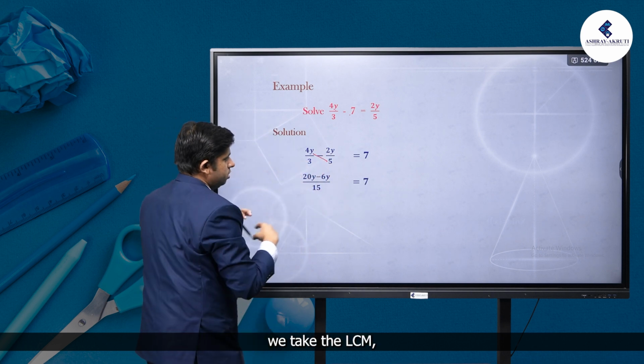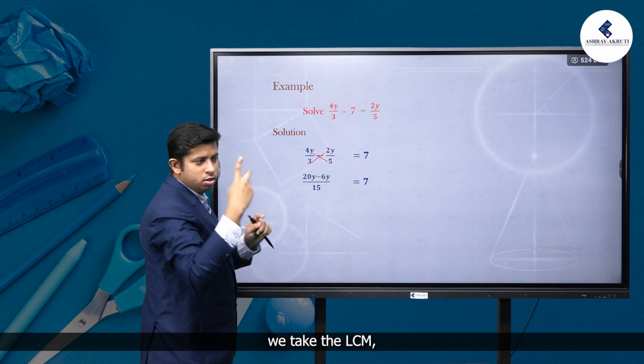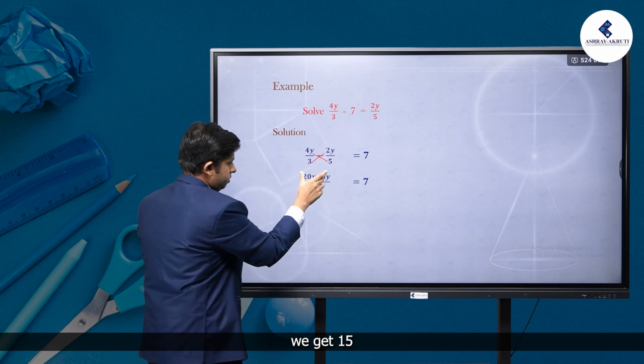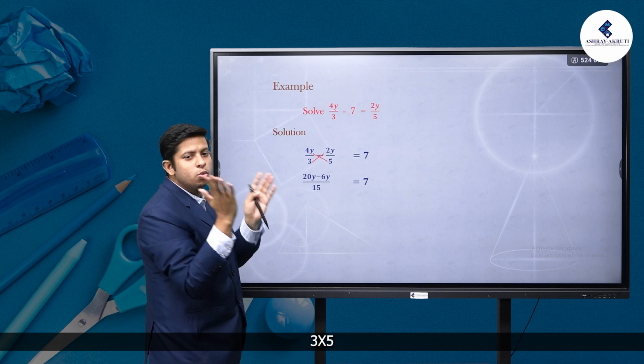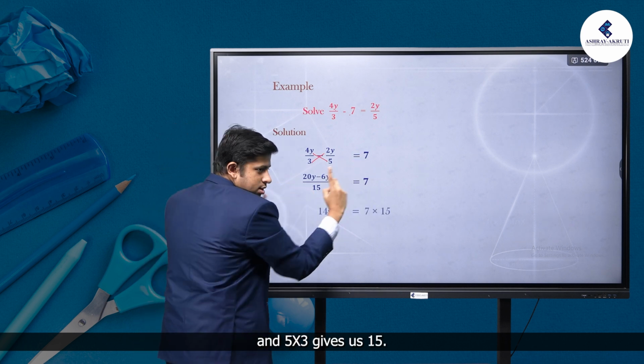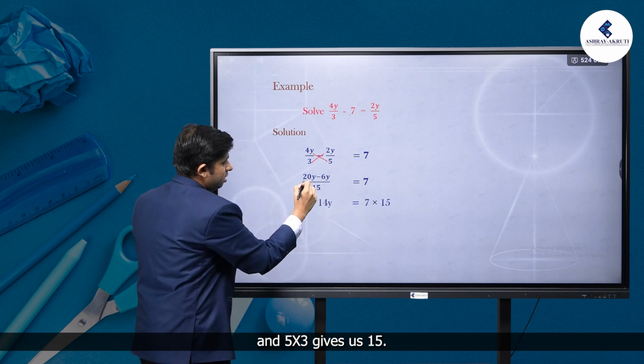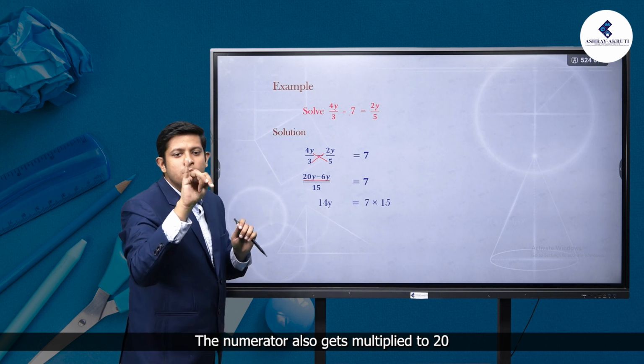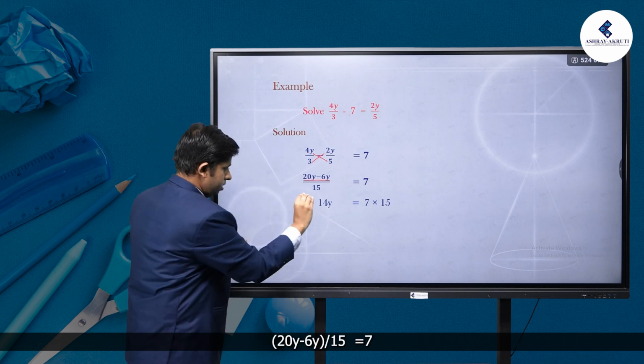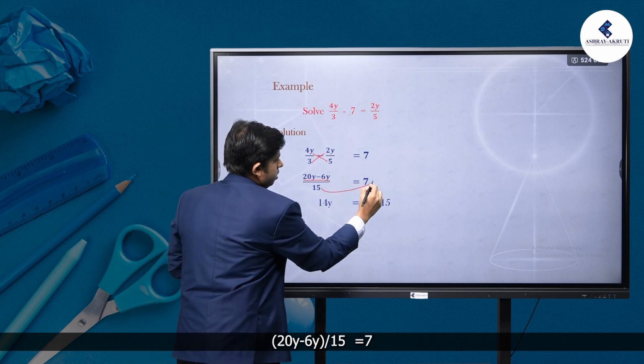We take the LCM, we get 15. 3 into 5 and 5 into 3 gives us 15. The numerator also gets multiplied. So 20y minus 6y by 15 is equal to 7.